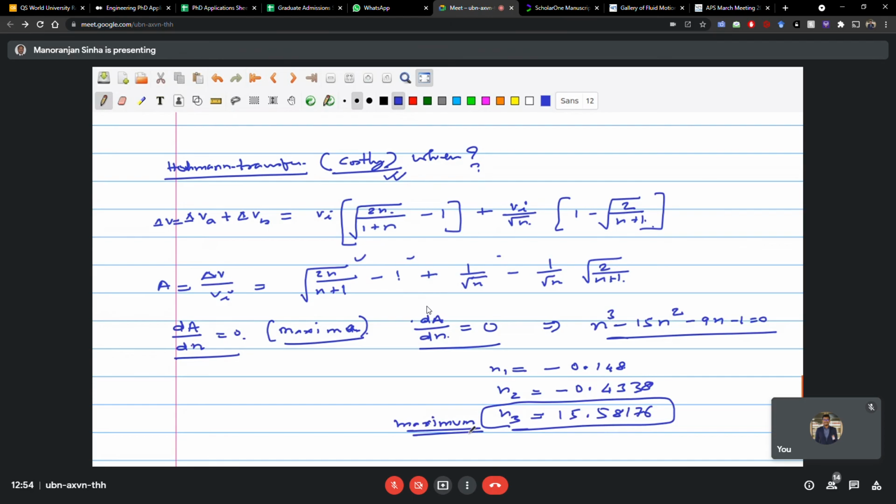So that means if you have n equal to 15.58176, the Hohmann transfer is going to be costliest at that point.